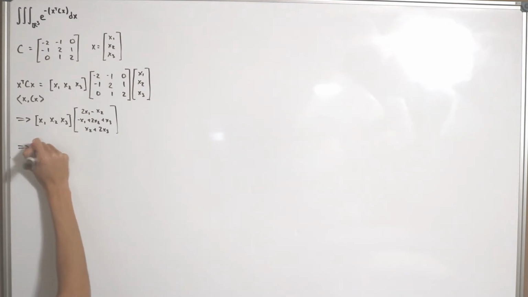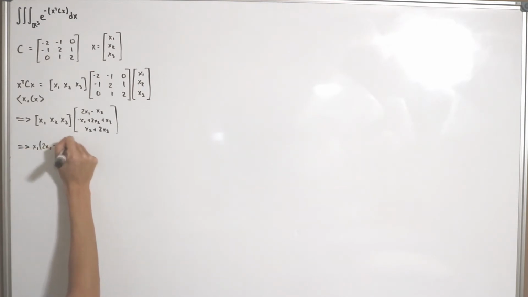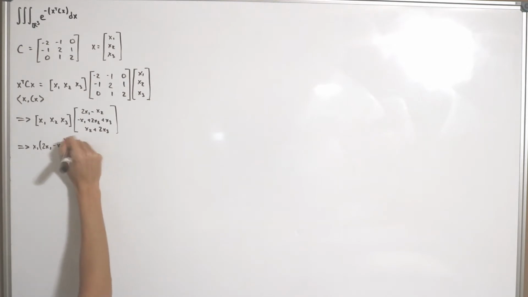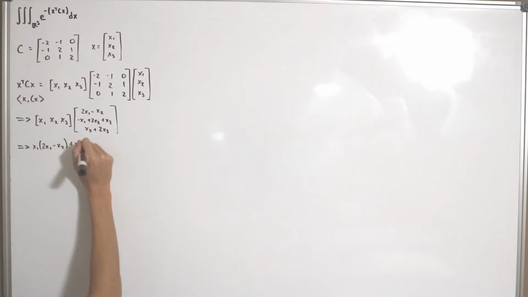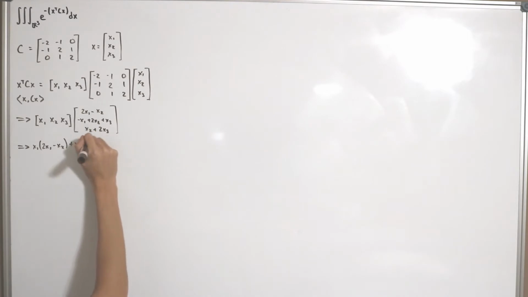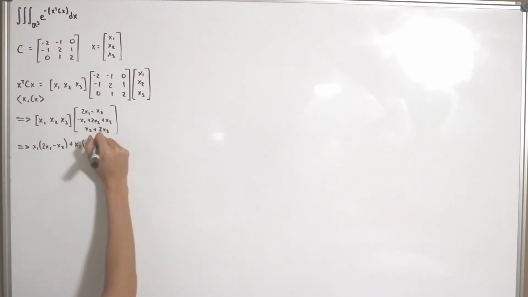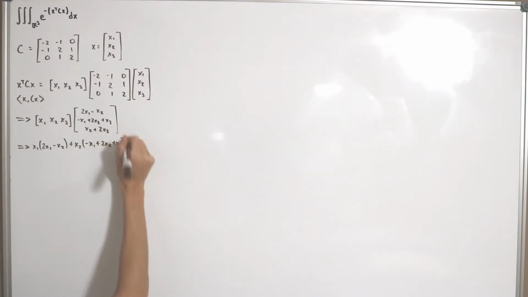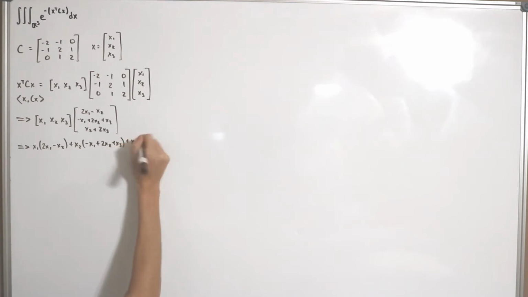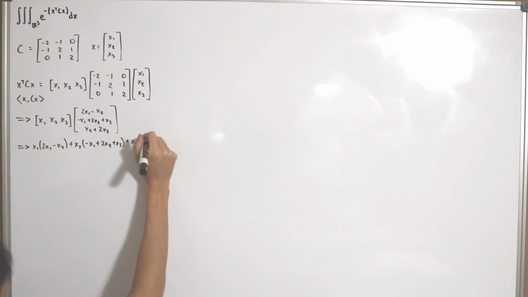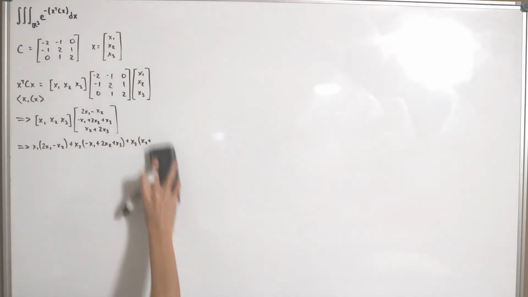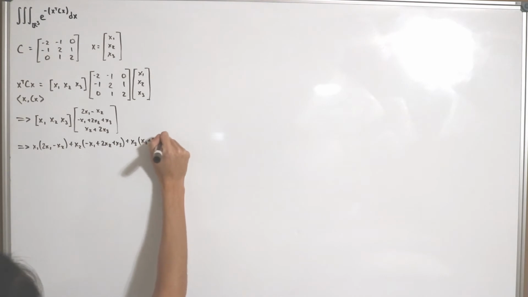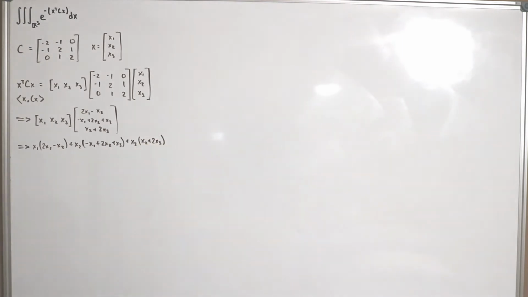So x1, and I apologize since my knowledge of matrices and linear algebra is a bit rusty, so I'm trying to do the best I can to get the explanation through. Then x2, and then plus x3. Then x2 plus 2x3, it's supposed to be 2x3. Okay, cool. Now we can just distribute everything out.